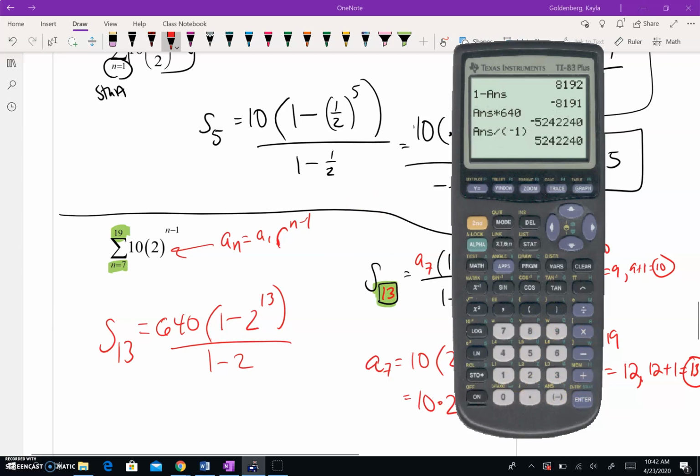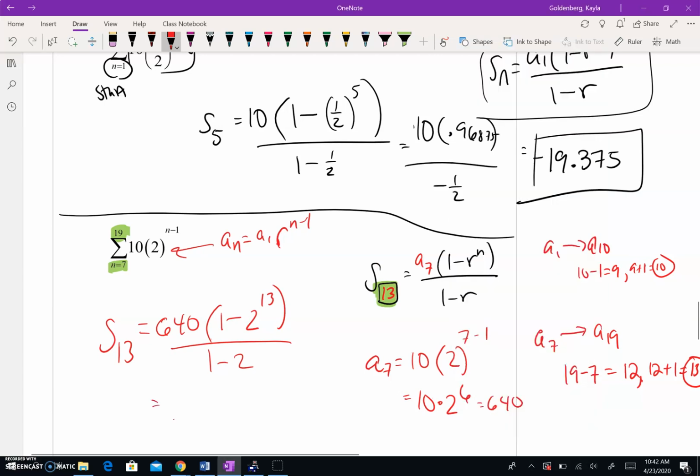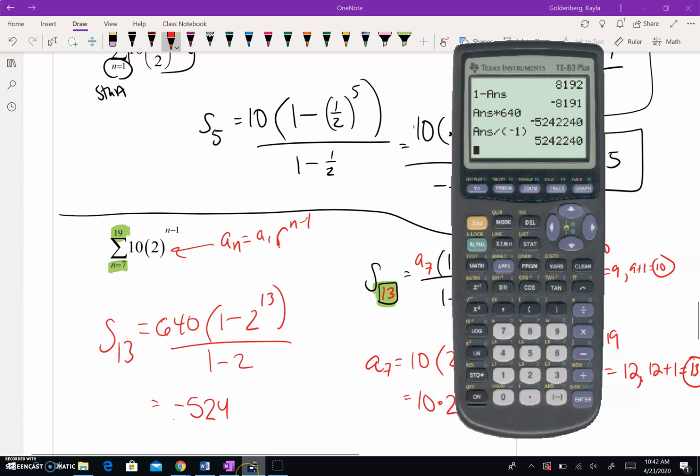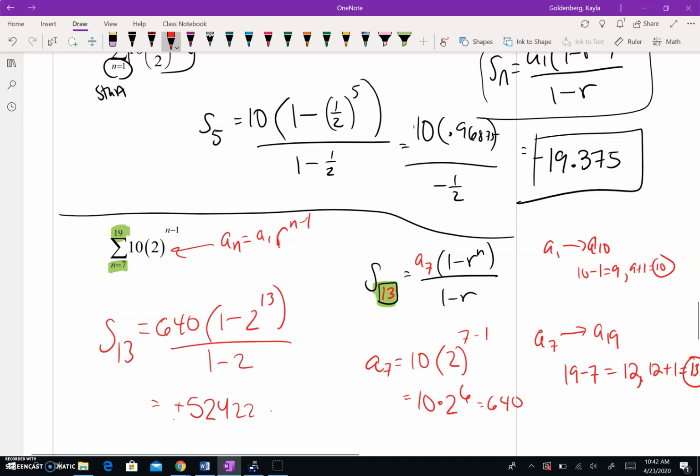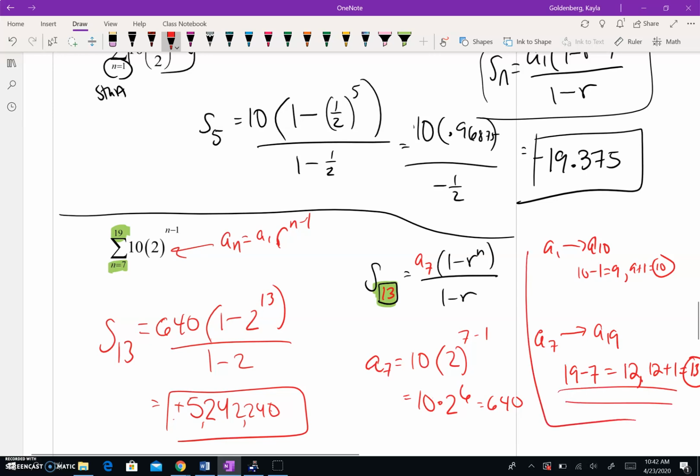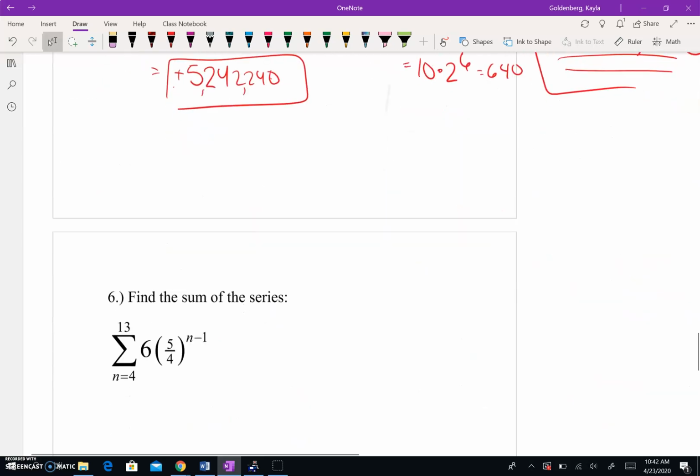So 524, oh, excuse me, it was negative, so it becomes positive. 524,2240, positive 2240. Okay, so there is your sum. And remember, the trickiest thing here is figuring out that there are 13 terms, and that's your work here on the side. I've got one more problem similar to this on the next page.